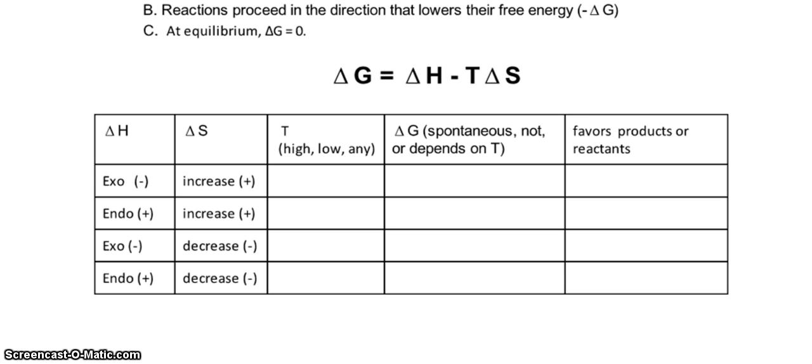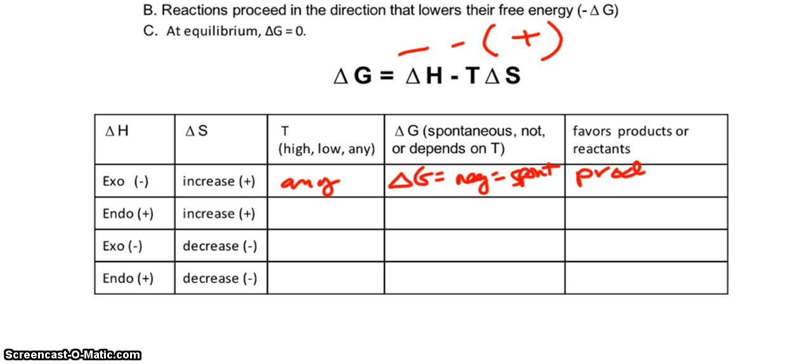So if delta H is negative, minus T delta S, and if delta S is a positive number, you have a negative minus a positive. Think about it. No matter what the temperature, what will delta G be? Think about it. Yes, delta G will always be negative, therefore it will always be spontaneous. And that is true at any temperature. It will definitely favor the products. You will have that reaction go to completion if you have a negative delta G.